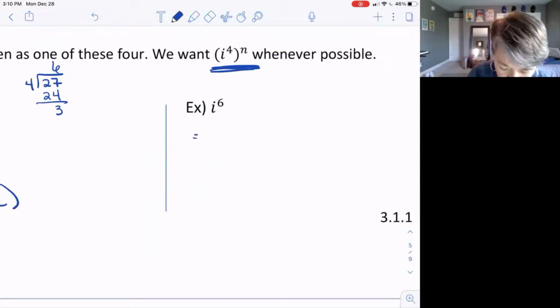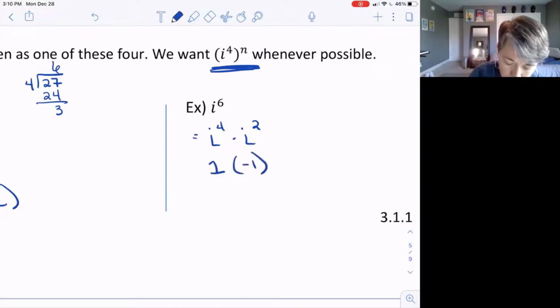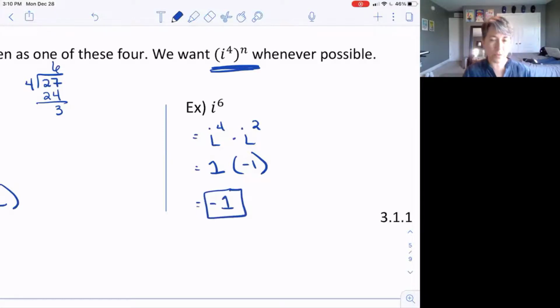Very last one is i to the 6th. We can also write that as i to the 4th times i squared. i to the 4th is 1. i squared is negative 1. So that gives us a negative 1 as our result.